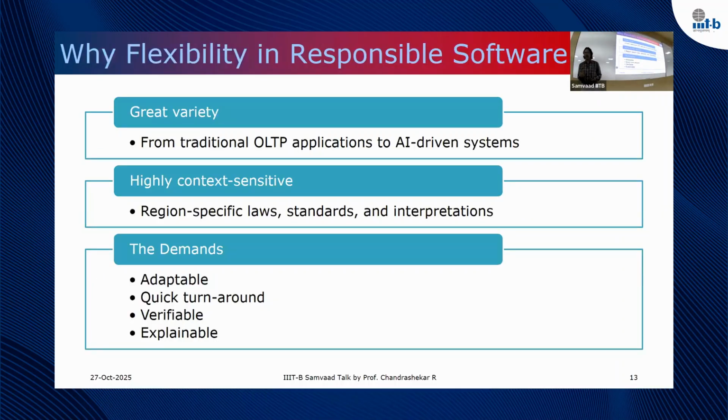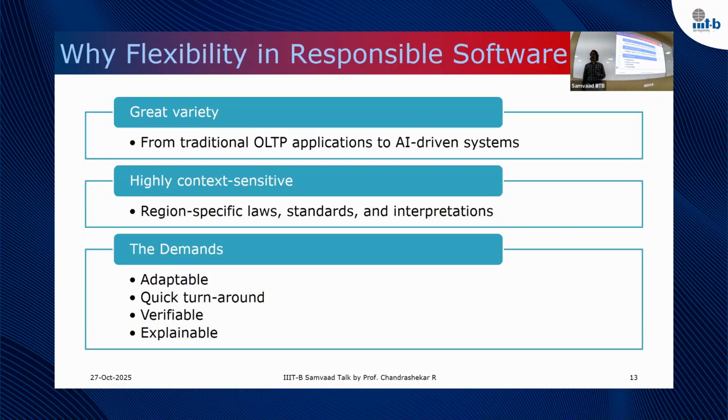So now let us relate it to responsible software. So why do we need flexibility in responsible software, right? Because in terms of the need for software to be responsible, that's why I expanded the definition from responsible AI to responsible software. The moment you begin to expand the scope, which means that any run-of-the-mill online transaction processing system, your online e-commerce website to an AI system, every software needs to be responsible. So there is an enormous variety of software available. And all of this software can be highly context sensitive, right?